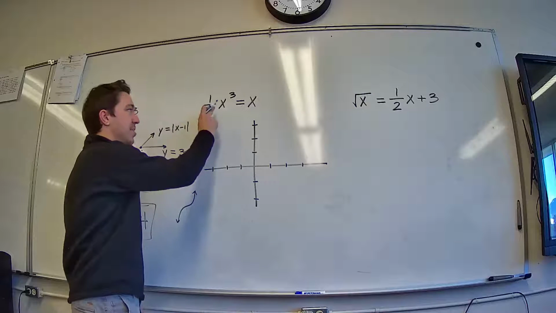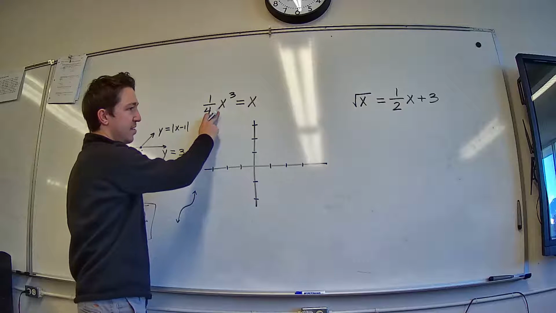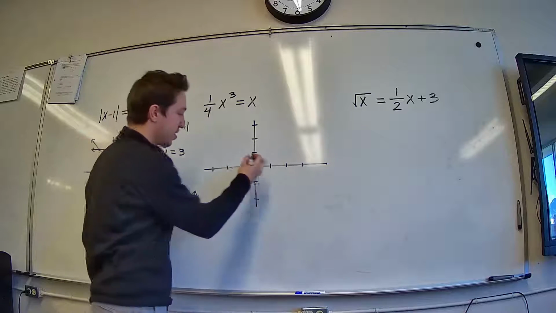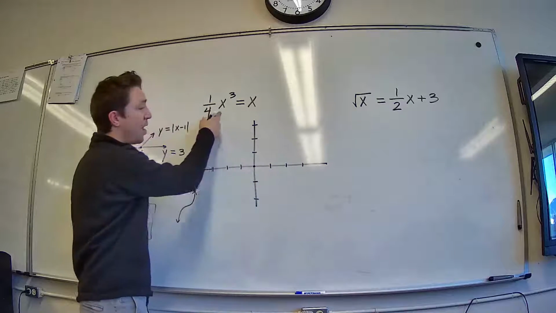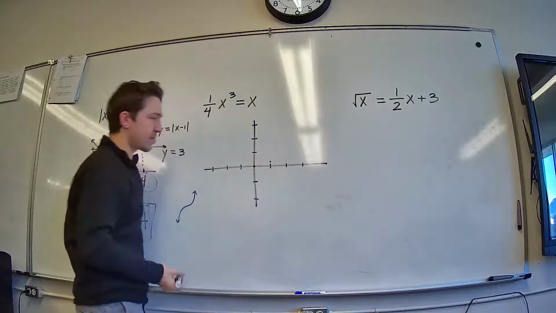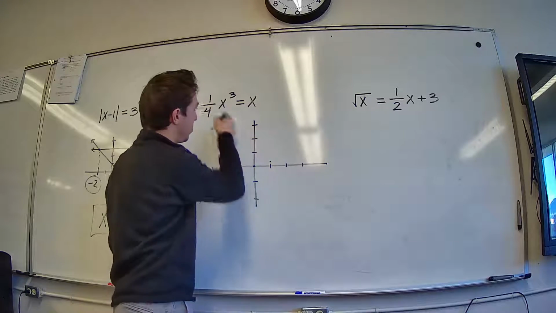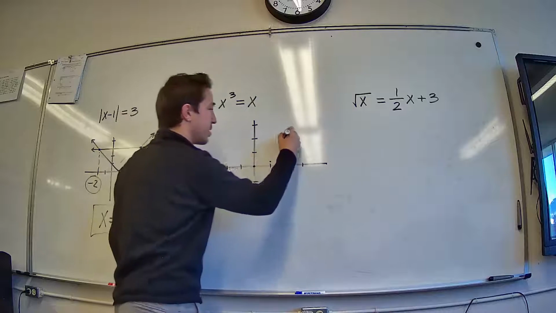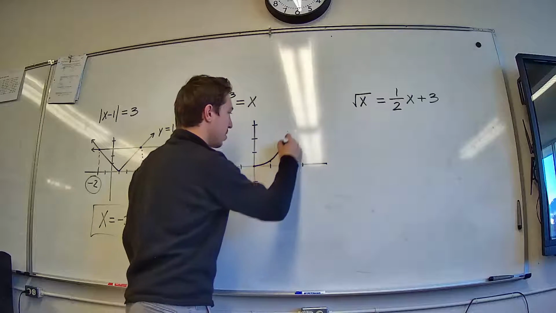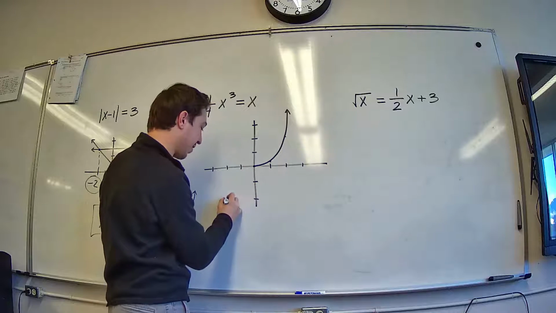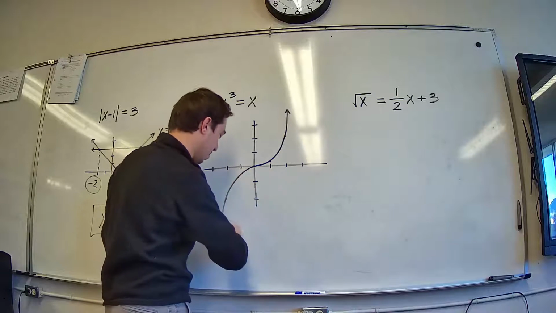firstly, what's the easiest number to plug into that? Zero, I was going to say 0, but 1's pretty easy as well, right? 0 gets you 0. 1 would get you a 4th. And then how about 2? 2 cubed is 8. 8 divided by 4 gets you 2. So there you go. And -2 would get you a -2.